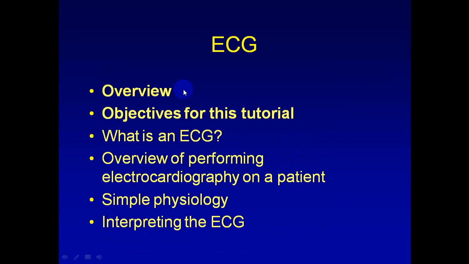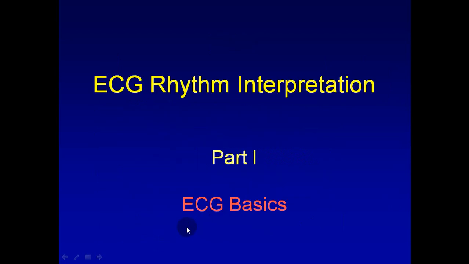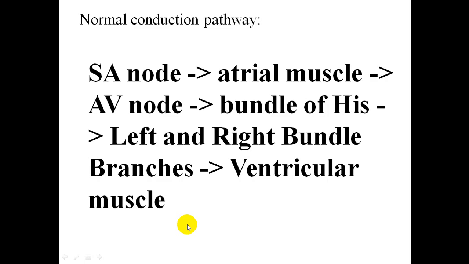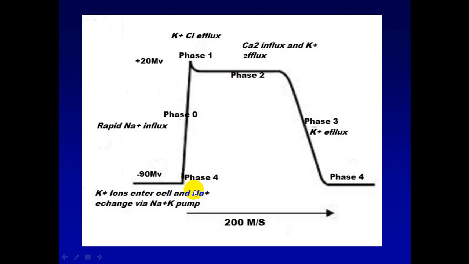When studying the ECG, we have to overview what the ECG is. The objectives of the coming lectures are: what is the ECG, an overview of performing electrocardiography on a patient, and the simple physiology and interpretation of normal and abnormal ECG. Just to remind you, the impulse goes from the SA node, atrial muscle, to the AV node, bundle of His, left and right bundle branches, and ventricular muscle.